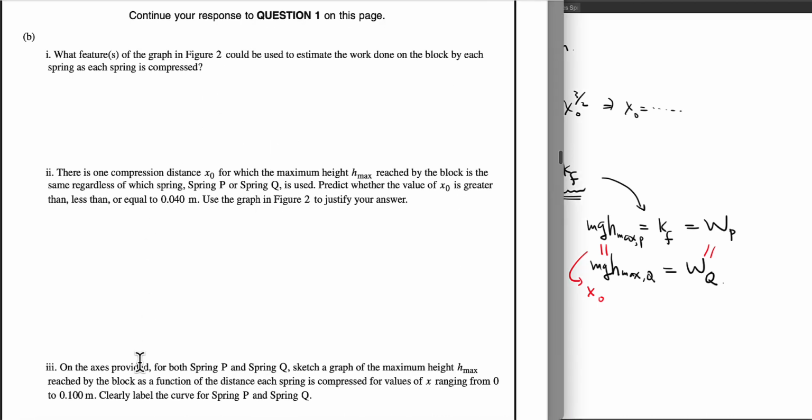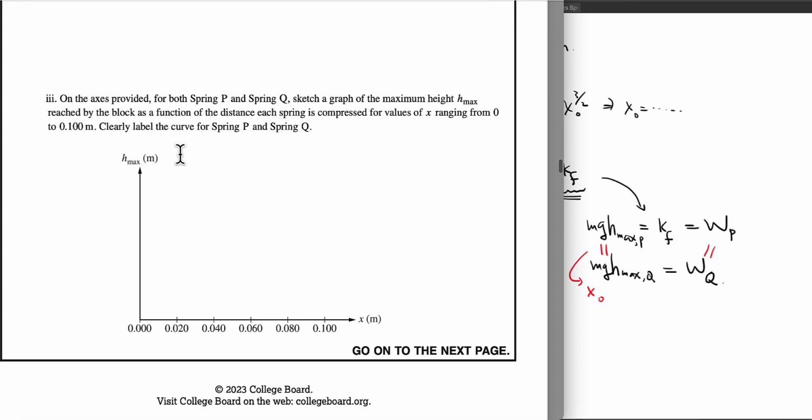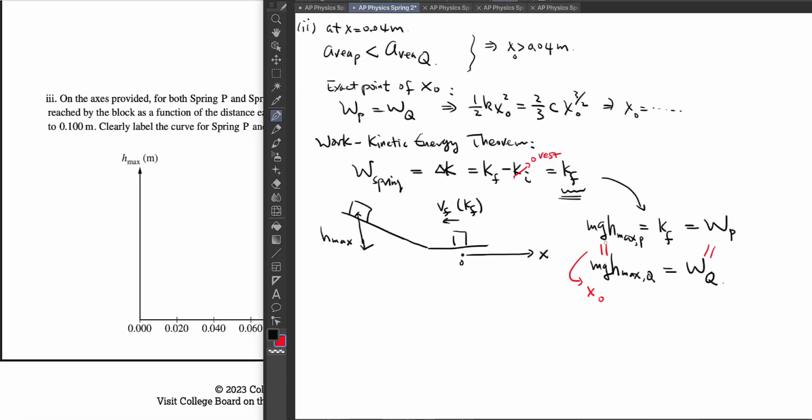Now for the third question, we need to plot the height H max as a function of the compression x. And we actually already have the answer, according to these two equations. We know WP is 1/2 kx squared, and WQ is 2/3 cx to the power 3/2.